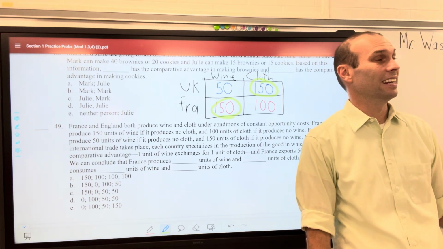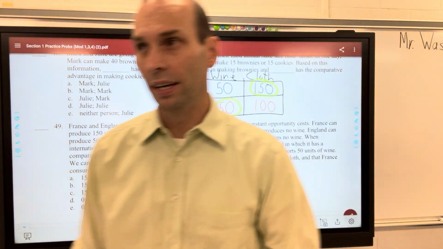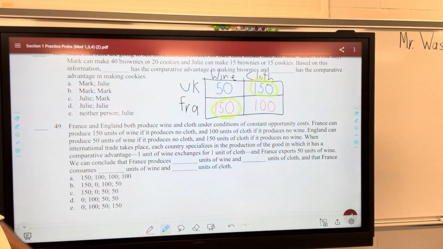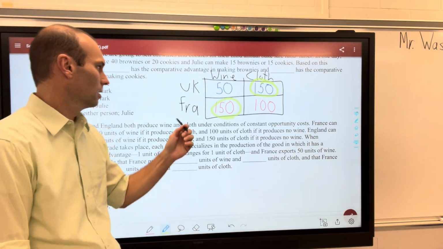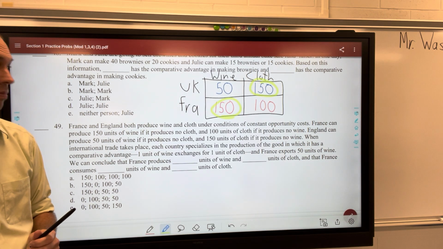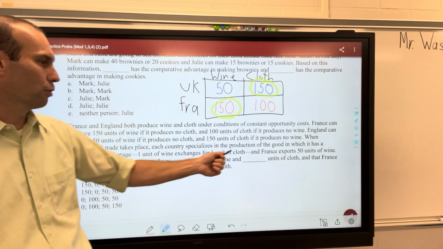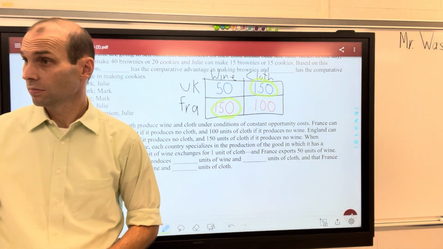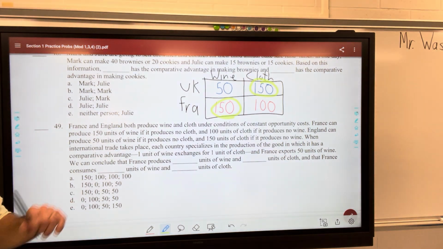It is asking for a trade ratio, except it actually already gives you one. We'll get into trade ratios later. I don't need to spend time on this, but it means UK will specialize in cloth, France in wine. And what's the trade ratio? It already says 1 unit of wine for 1 cloth. Everyone's on board? I'll tell you right now, it's a good trade ratio.